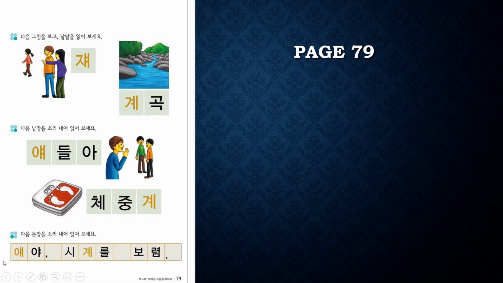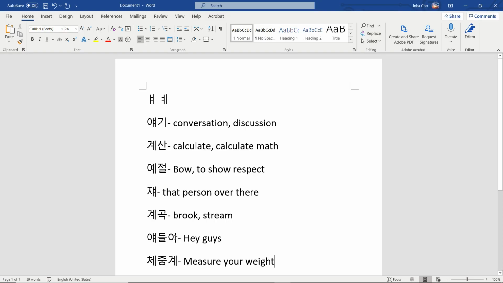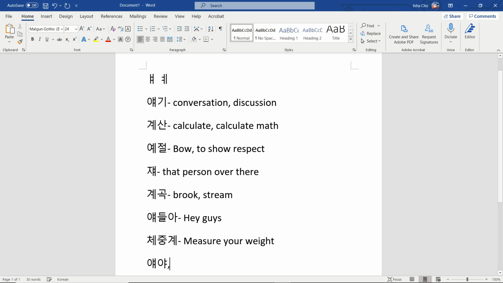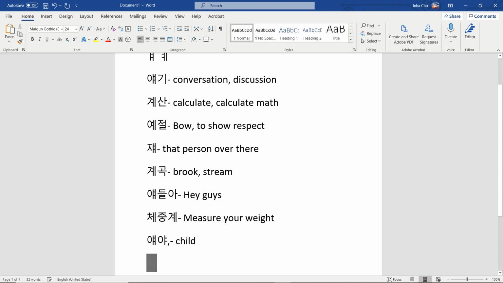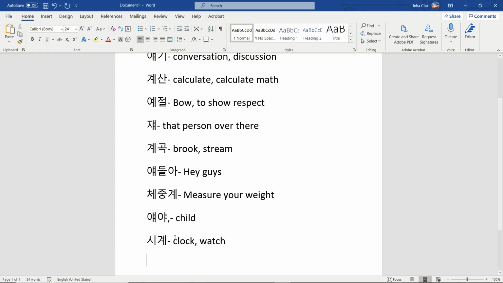얘, just like this. 얘야. 시계, 시계를 보, and then 리을 받침. 려, and then 미음 받침. 렴. 얘야, 시계를 보렴. What does this mean? 얘야. You know what this means? Child. 시계 means clock or watch. And 보렴 means to look.